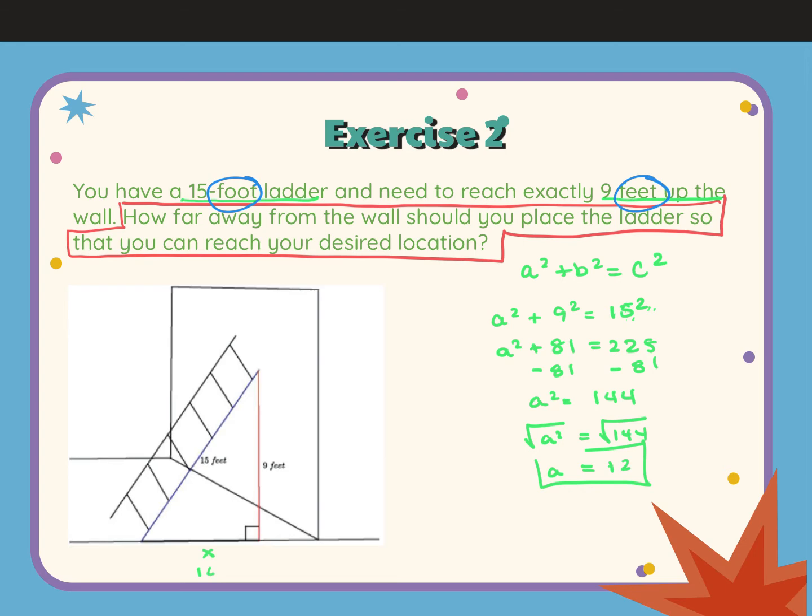So the question says, how far away from the wall should you place the ladder so that you can reach the desired location? The ladder should be placed 12 feet away from the wall. All right.